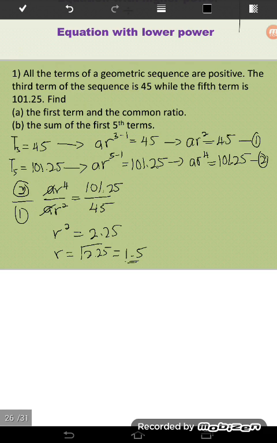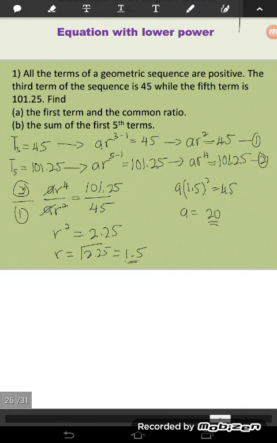Okay. So next, find A. So guna je yang mana-mana. So anda akan ada A times by 1.5 power of 2, which is equal to 45. So A equal to, okay, so A is equal to 20. Okay, so next B. So B, find the sum of the first fifth term. Okay, so B.